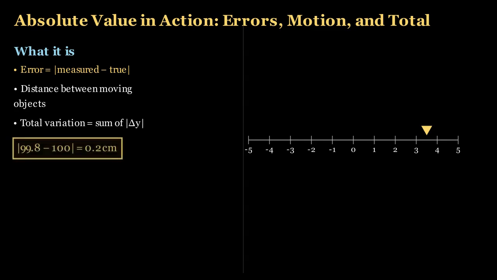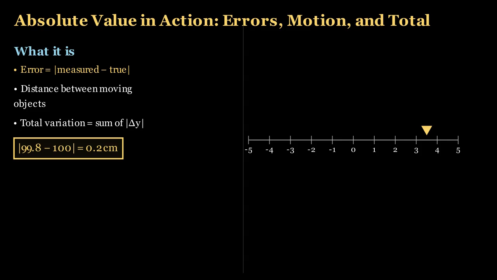Second, distance between two moving objects. If a car is at position A and a bike at position B, the gap between them is the absolute value of a minus b, no matter who is ahead. Third, total variation. Imagine tracking a stock price that goes up, then down, then up again. The total variation is the sum of all the absolute changes, measuring the whole zigzag journey, not just the net change. Each of these uses absolute value to measure a magnitude that must be positive.